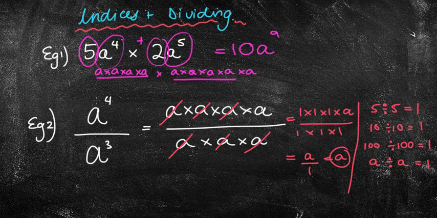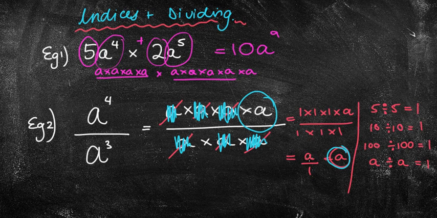Okay? Now, that's in theory what happens, but this is what we can say to make things a lot easier. If you've got 1 on top and 1 on bottom, they just cancel each other out, and so you're actually just left with the a, and that's what we had.